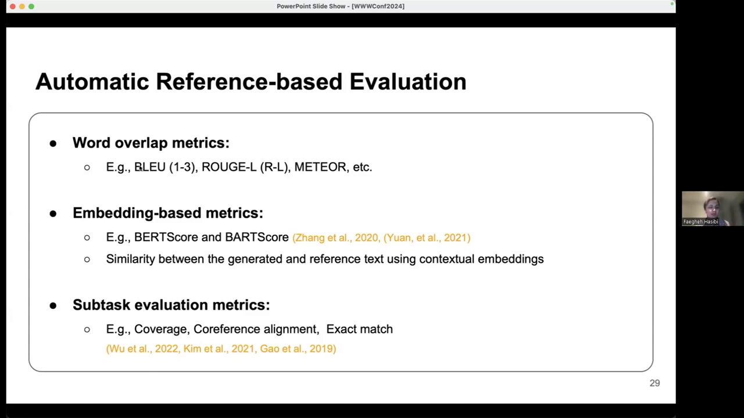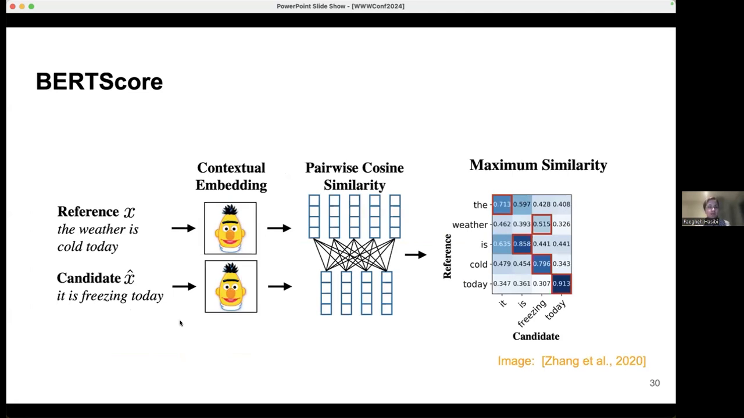So I assume that the audience know well about the BLEU and ROUGE metrics, the word overlap metrics, so I will spend more time on embedding-based metrics and subtask evaluation metrics. So let's go to BERTScore, which is one of the popular reference-based evaluation metrics.